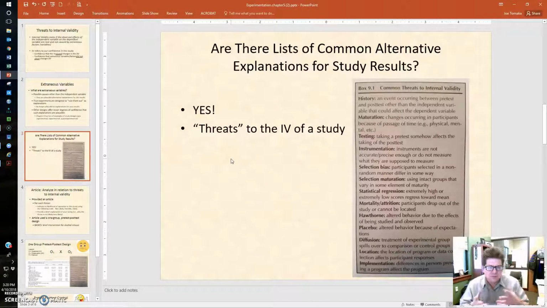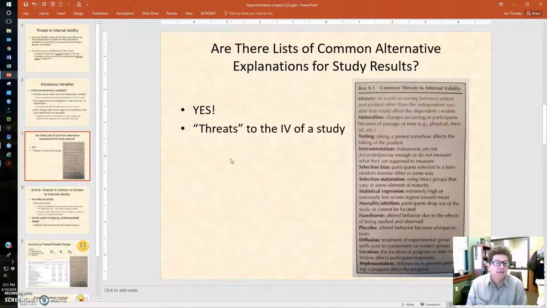The question is, are there lists of common alternative explanations for study results? And the answer is yes. And in research, we call these threats, quote unquote, to the internal validity of a study. Box 9.1 provides one list of these threats, or one explanation of these threats. Some of them are very common across textbooks. Sometimes people expand on this list, but this is one very common list of common threats to internal validity, right?